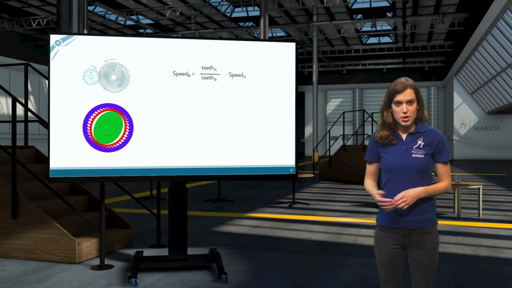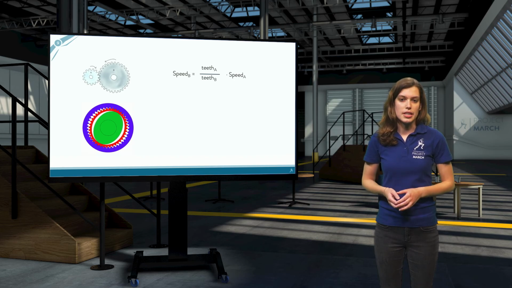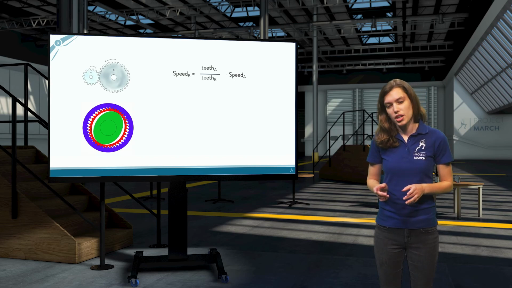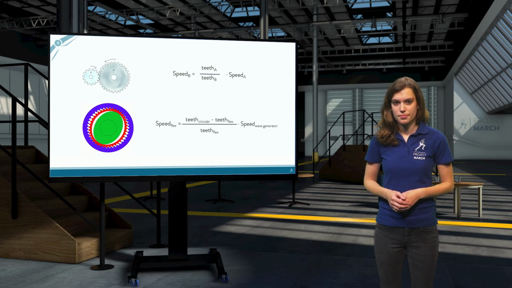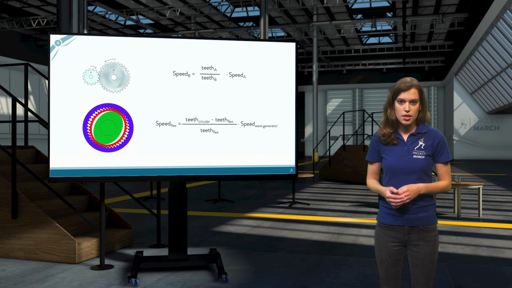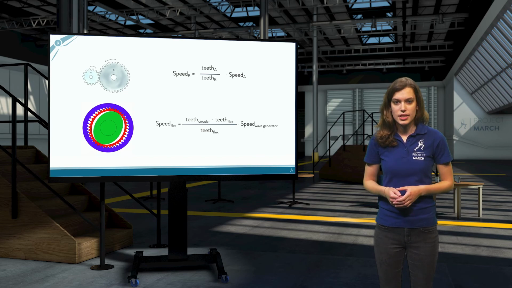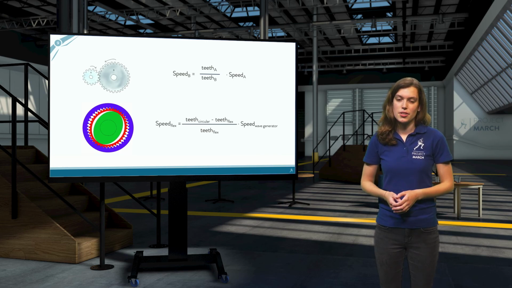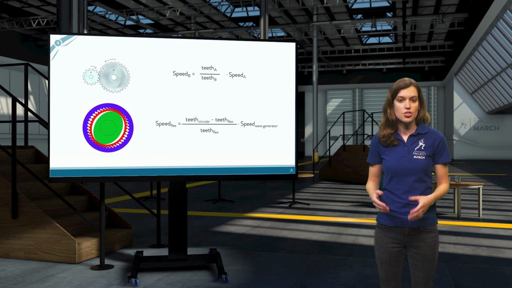You can perform similar speed calculations on this harmonic gear as we did on the simple 2-gear example. The formula looks slightly different though. The speed can now be calculated by subtracting the number of flex spline teeth from the number of circular spline teeth, divided by the number of flex spline teeth, and times the speed of the wave generator. Keep in mind that similar to the simple gears, the direction of rotation changes.